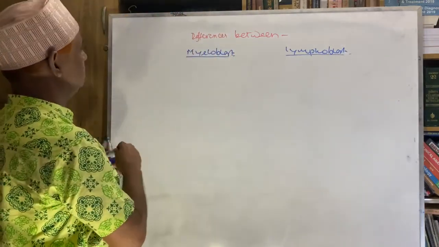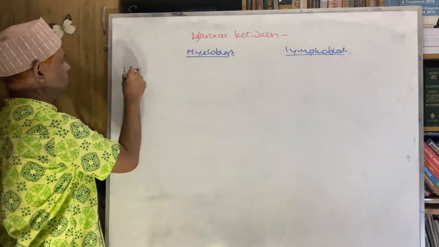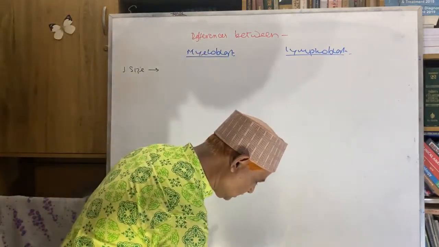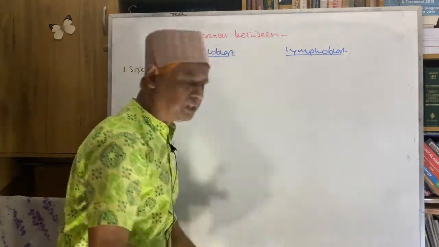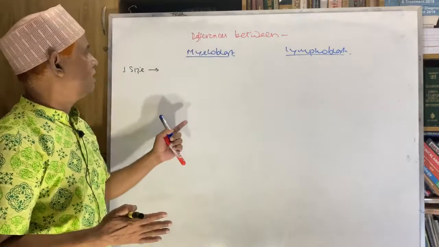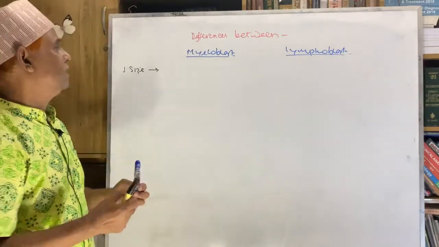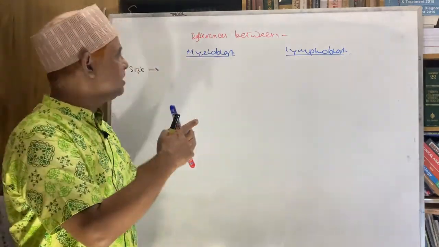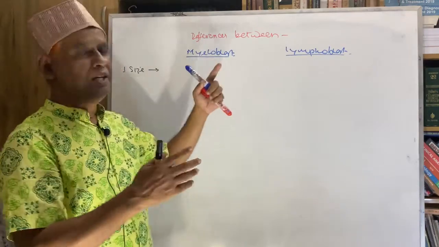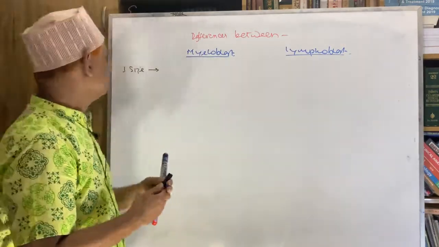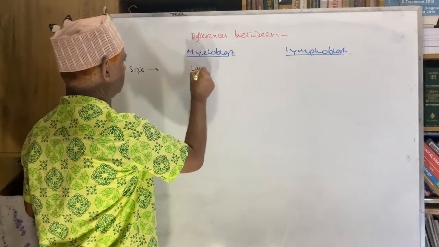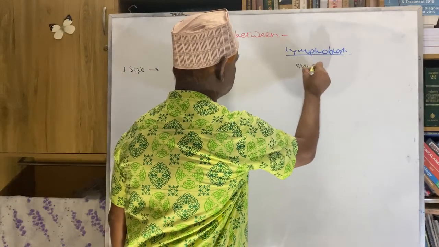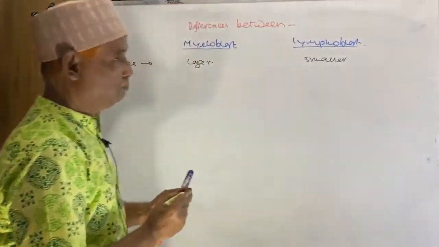First come to size of cell. Dear audience, cancer cells or malignant cells are always increased in size and larger. So the leukemic cell, this is the cancer cell, is large. Both myeloblast and lymphoblast are large, but in comparison, myeloblast is a bit larger than lymphoblast. Lymphoblast is a smaller size than myeloblast, but both are large.